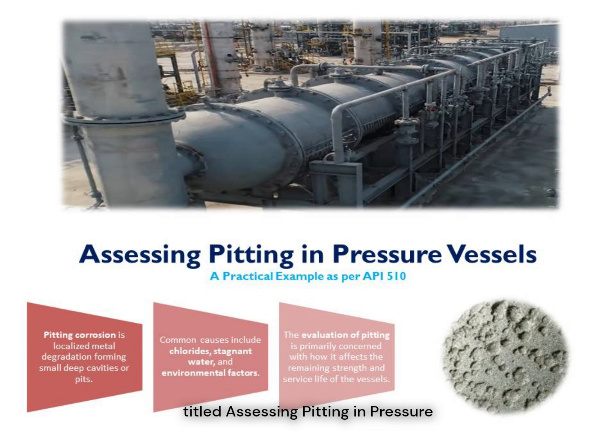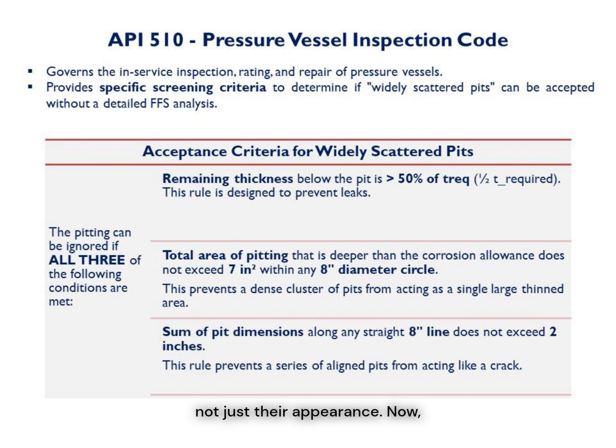This session is titled Assessing Pitting in Pressure Vessels, with a focus on a practical example as per API 510. Let's start by understanding what pitting corrosion really is. It's a localized form of metal degradation, where tiny but deep cavities form on the surface. These pits often happen because of things like chlorides, stagnant water, or certain environmental factors. The crucial point is how these pits impact the vessel's strength and its safe service life. So, when assessing pressure vessels, we focus on how these pits might reduce integrity, not just their appearance.